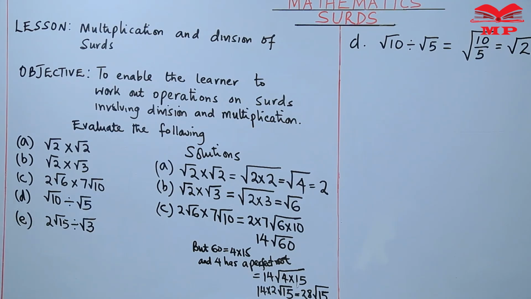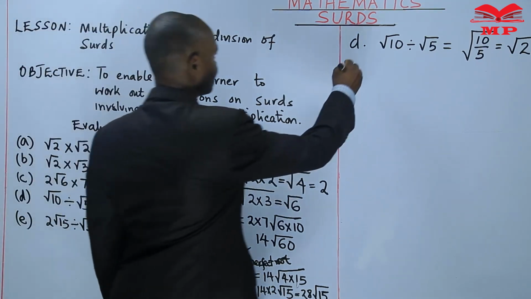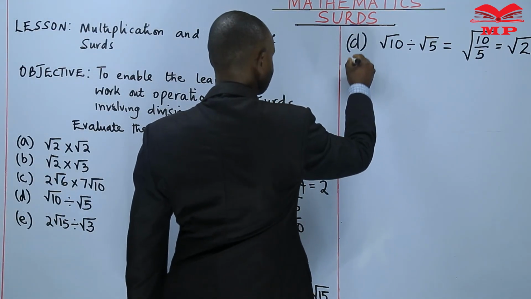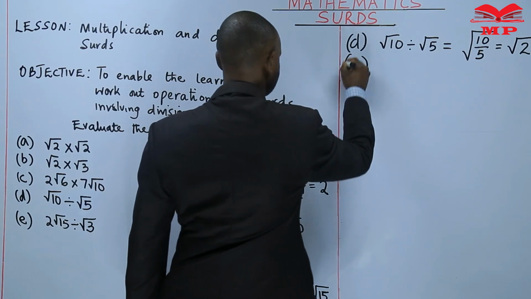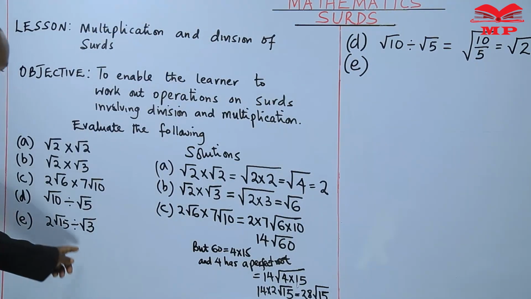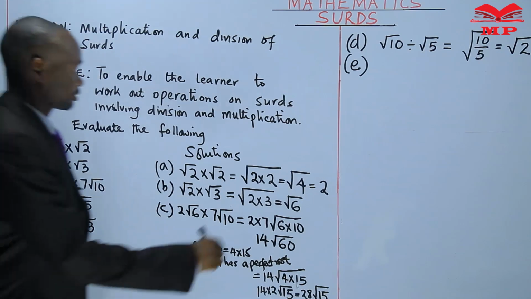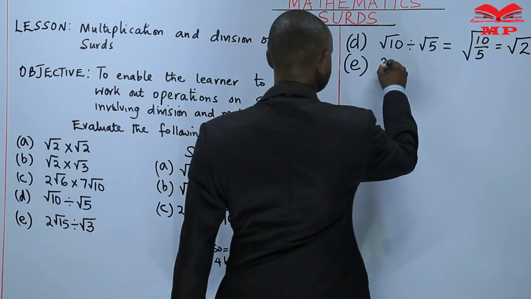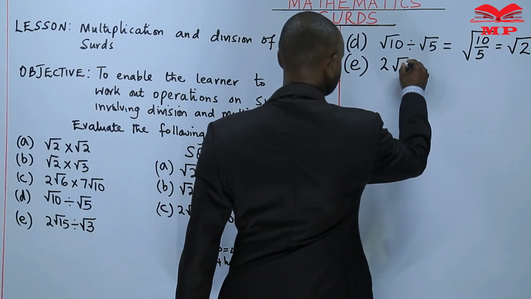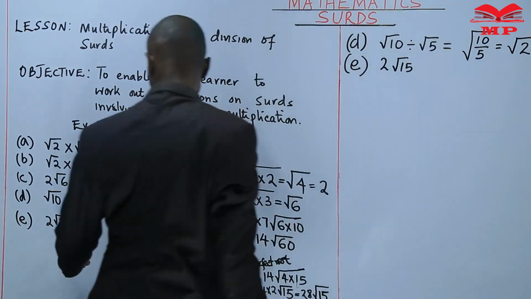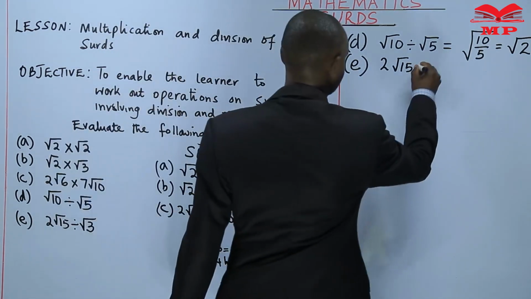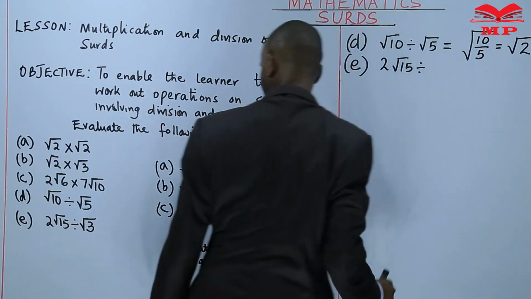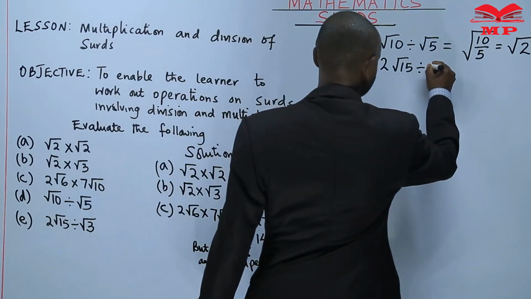We move to E. So now we move to E. You check the operations: 2 square root of 15 divided by square root of 3.